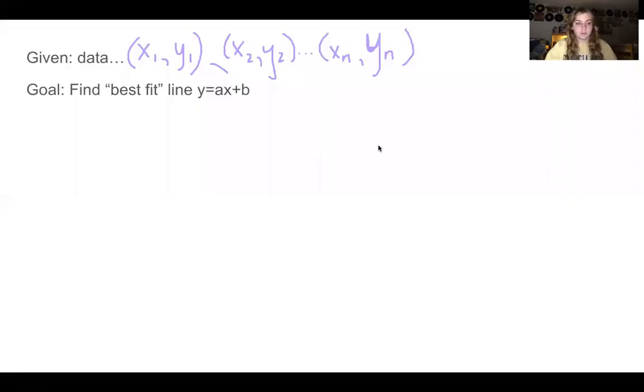This is the data we're given at first: the data points x1, y1, x2, y2, however many you have, all the way up to xn, yn. Our goal is to find the line of best fit, which would be y equals ax plus b. But it's important to note that what we're looking for is a and b, not x and y. These x1 and y1 are just our data points, so they're constants. A and b, that's the goal. That's what we're looking for.